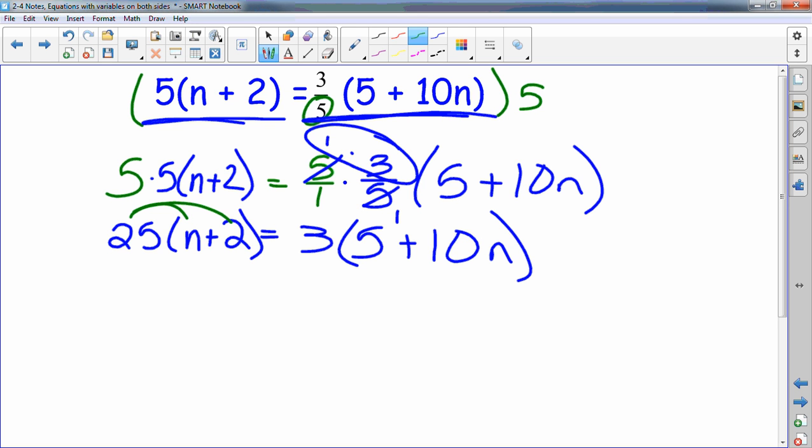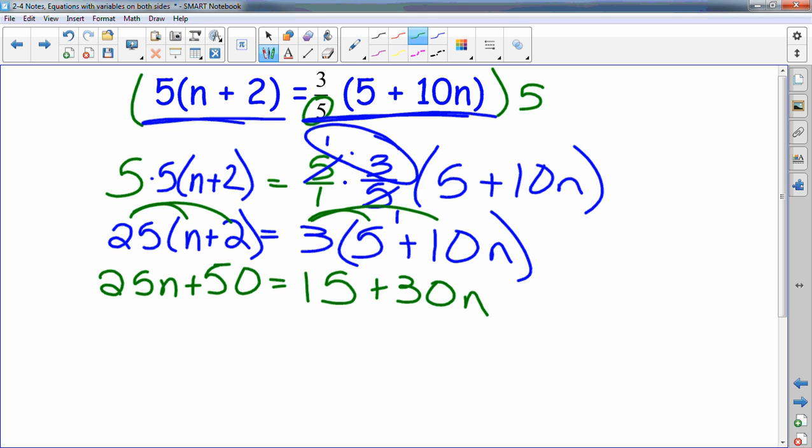2 quarters is 50 cents. So I have 25n plus 2 times 25, 50. Equals, now get rid of this one. 3 times 5 is 15. 3 times 10n, 30n.